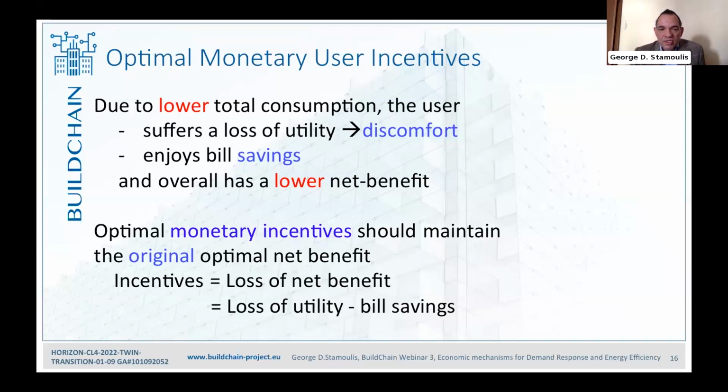And thus the incentives that have to be offered should be at least equal to the loss of net benefit by the user due to this lower consumption, let's say, of the air conditioning. And this equals the loss of utility due to discomfort minus the bill savings. So the user should not just be compensated for the discomfort, but slightly less, because he will also have an economic saving due to consuming less energy.